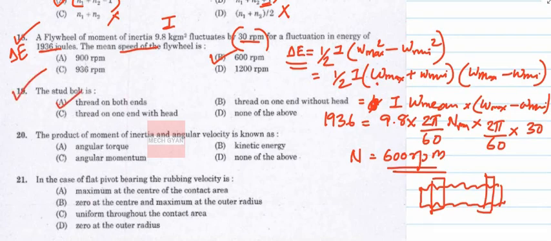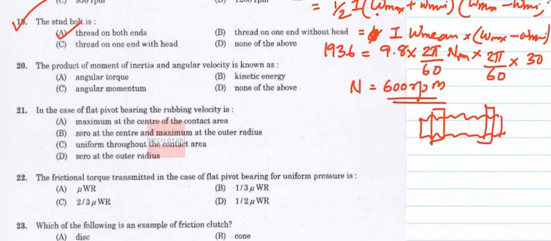Now the 20th question. The product of moment of inertia and angular velocity is known as. The answer is very simple. The option is C, angular momentum. Basically, the product of moment of inertia, denoted by I, and angular velocity, omega, is equal to L. In physics, the rotational equivalent of linear momentum is known as angular momentum.